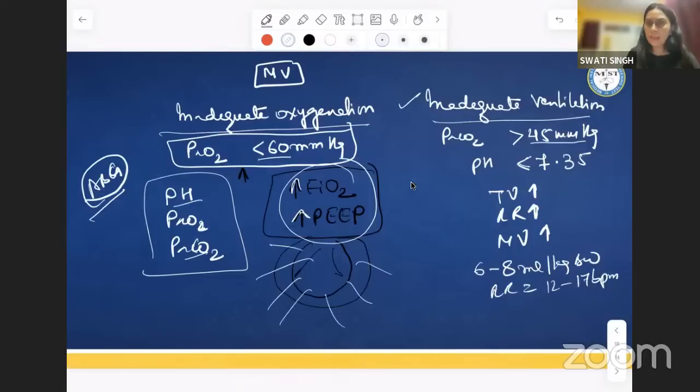Now, what happens? The patient has a respiratory rate of 30 breaths per minute, right? The respiratory rate is very high and tidal volume is, let's say, 6 ml per kg body weight and PaO2 is 50.